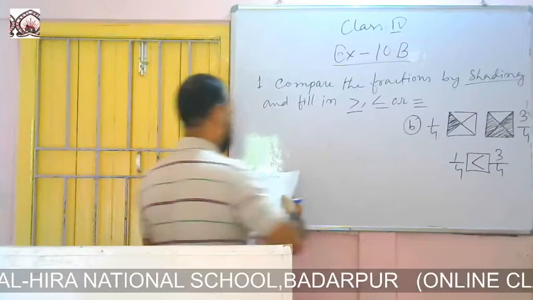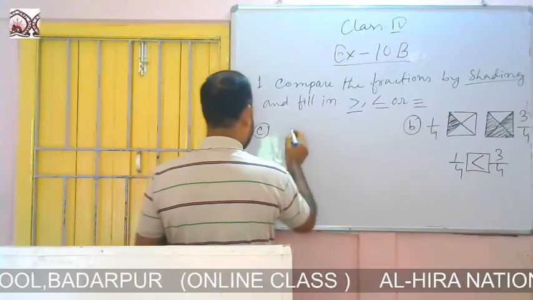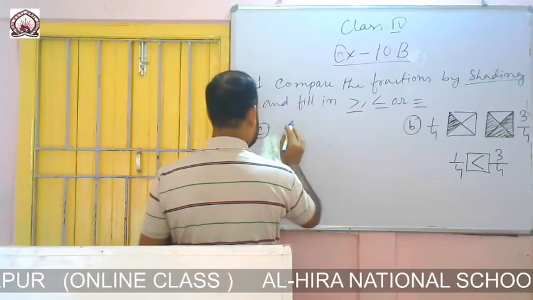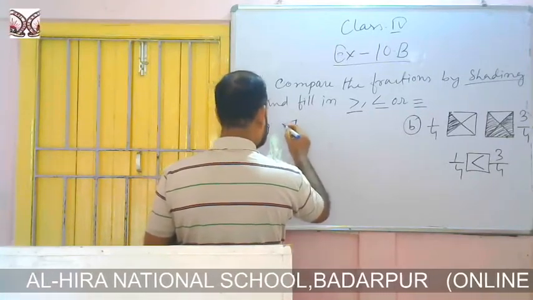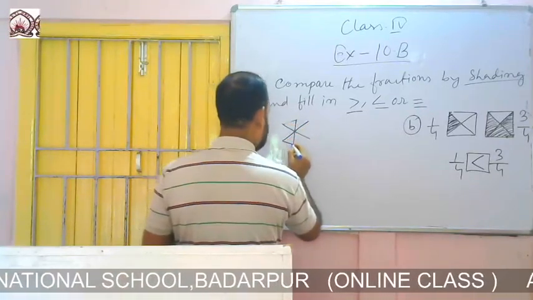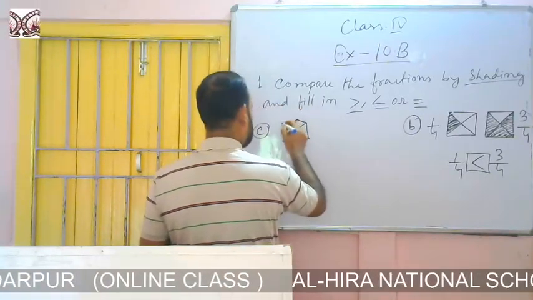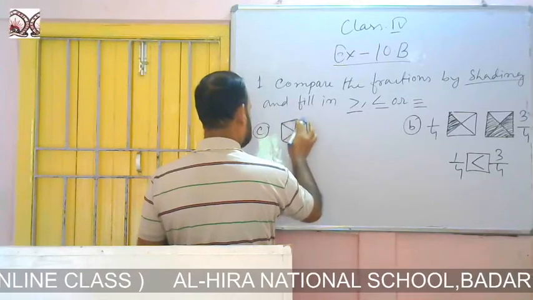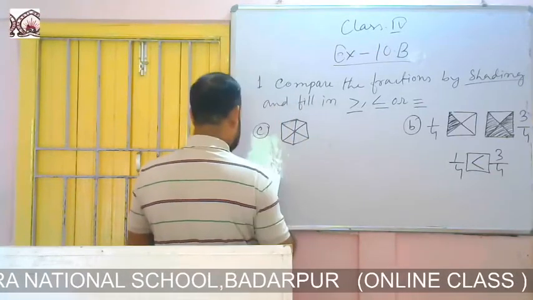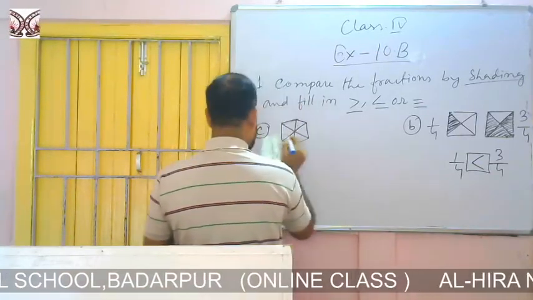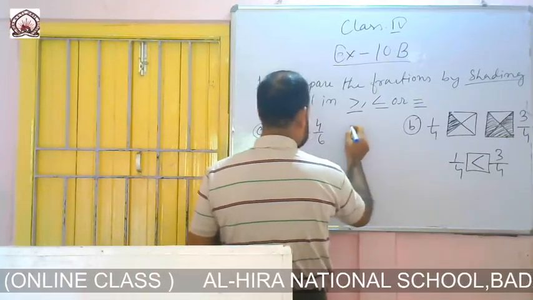Next, question number c. 1, 2, 3, 4, 5, 6. So the fraction is 4 by 6. Next, the same diagram.